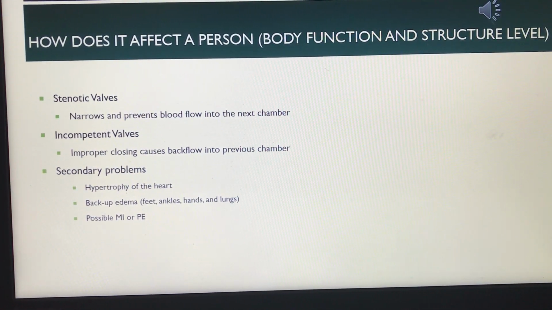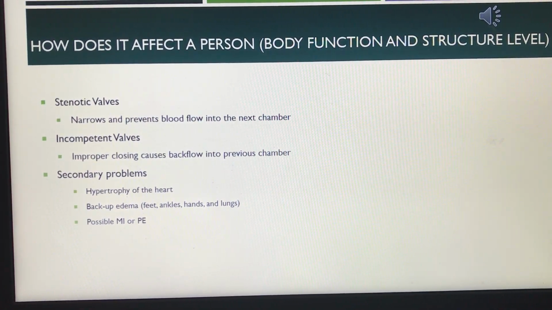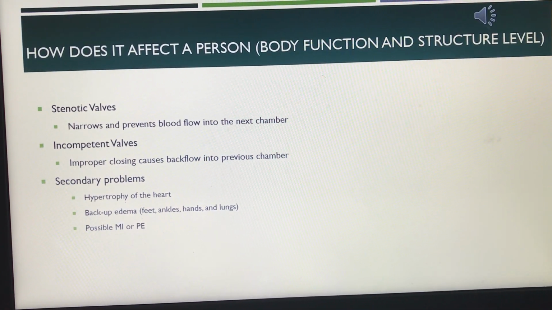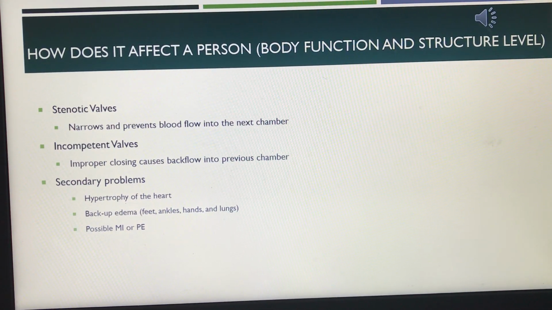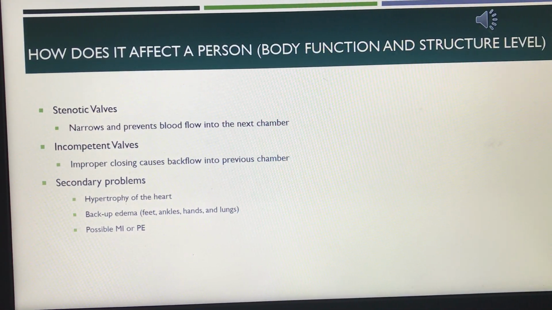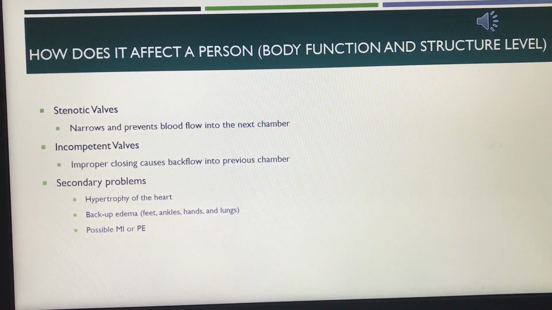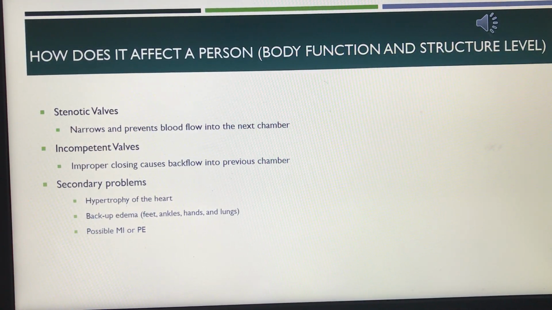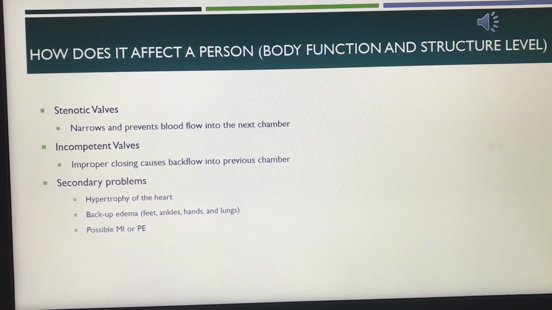Ways it affects the body's function and structure: stenotic valves, once again, are narrowing, and that prevents blood flow into the next chamber, or it can be incompetent valves, which is improper closing, causing backflow into the previous chamber. These two problems can cause secondary problems, which include hypertrophy of the heart by overpumping because of the incompetent or stenotic valves, backup edema through backflow, which can be seen in the feet, ankles, hands, and lungs, depending on which valve is being affected, and can cause a possible MI, pulmonary embolism, or chronic heart failure.